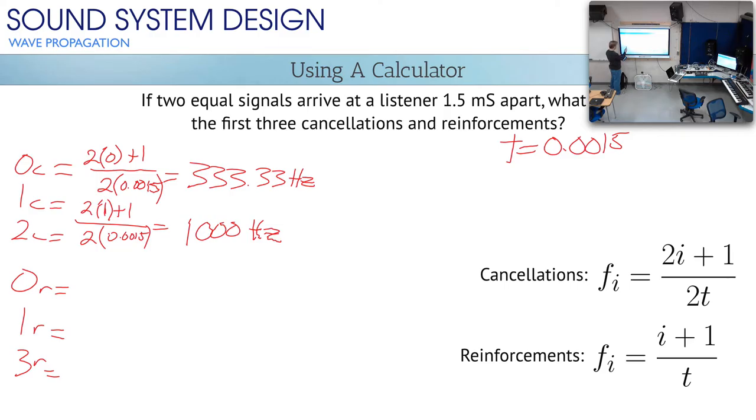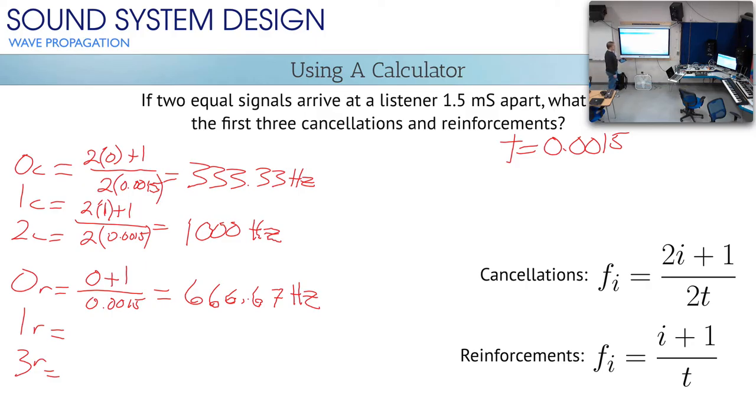So this would be 0 plus 1 divided by 0.0015. What's 1 divided by 0.0015? 666.67 hertz, I would say. See how this goes? So it's not too tough. You can keep doing this forever until you start getting to frequencies that you couldn't hear anymore and you wouldn't care.